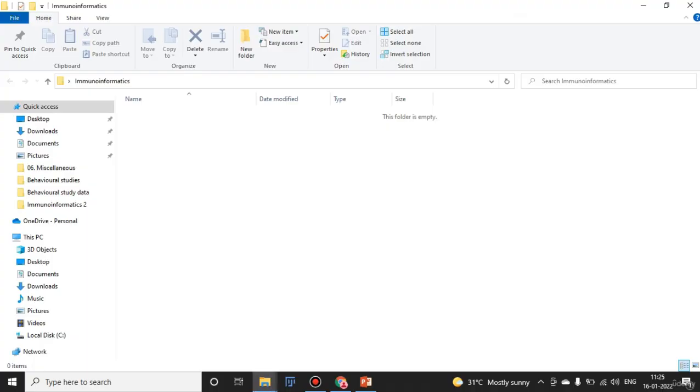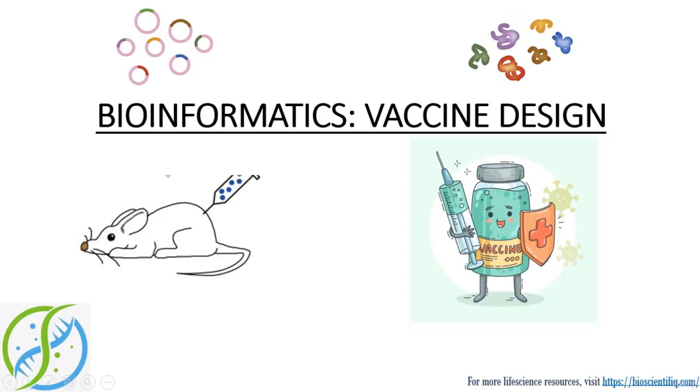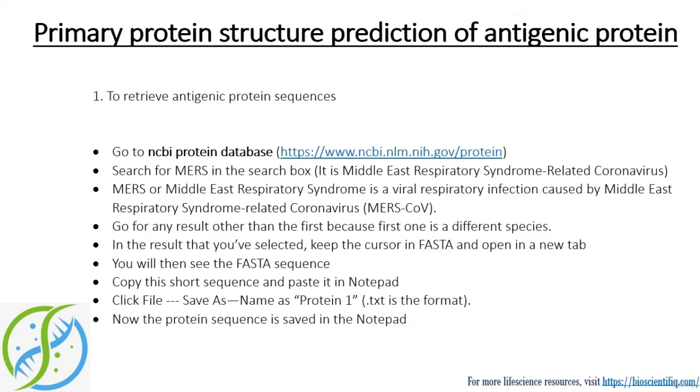So here it is. I have made a folder named Immunoinformatics. So here our aim is to do reverse vaccinology. Okay, so let's start with the steps. So the first step is primary protein structure prediction of antigenic protein. Okay, so we want the primary protein structure of antigenic protein, so we are gonna predict that.